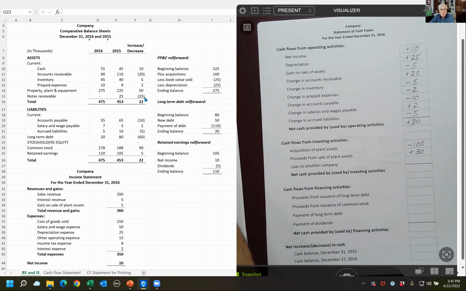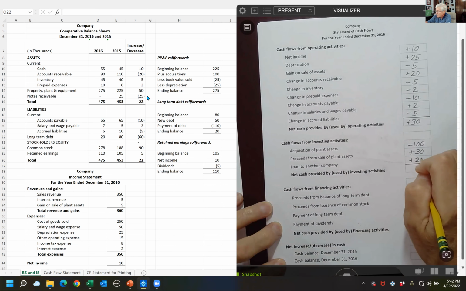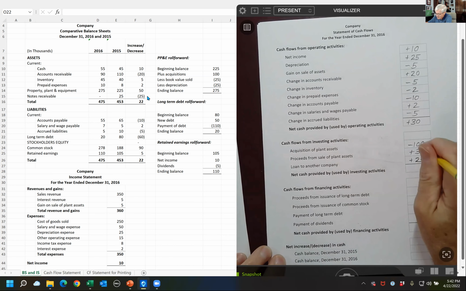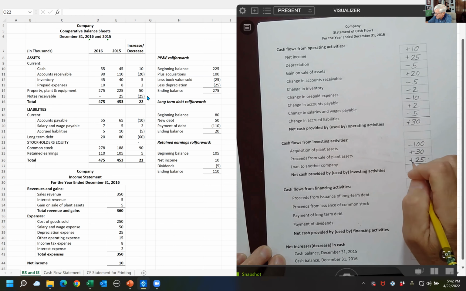Now, notes receivable minus 25. We know from my shortcut rules that needs to be a plus 25 here, opposite direction. But let's think, why is that? Well, we had a loan note receivable outstanding at the beginning of the year, and now it's down to 0. What does that mean? They paid us. It was debit cash, credit 25,000 for the note receivable. So that debit of cash now ends up on the cash flow statement. Minus 100 plus 30 plus 25, that's going to end up being minus 45 for investing.